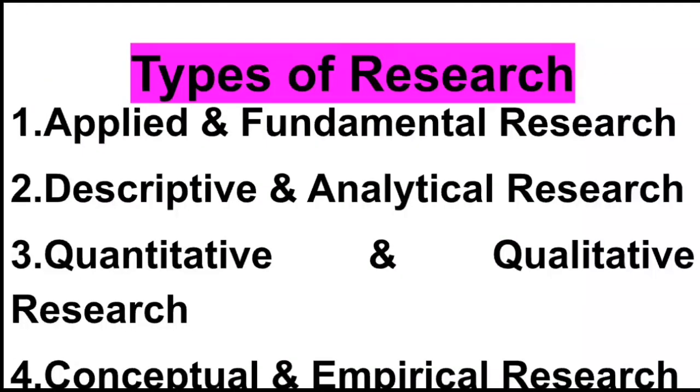Now let's see the types of research. So first one is applied and fundamental research. So applied research is one that is based on the specific kind of a problem. Like we can say the data based on the sales of a particular product will be used by that organization only who sells that product.